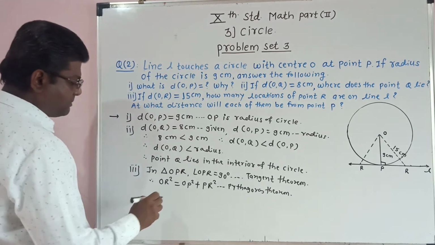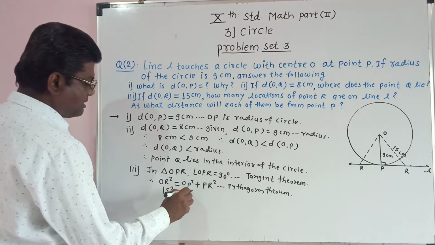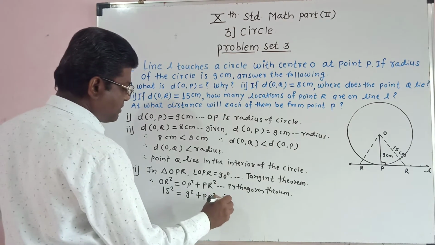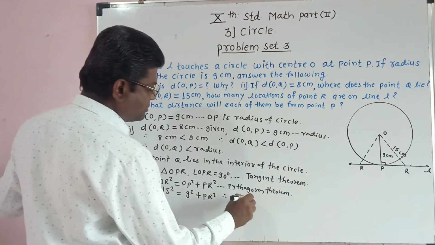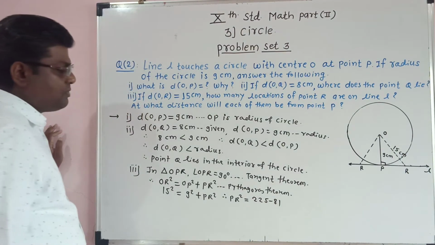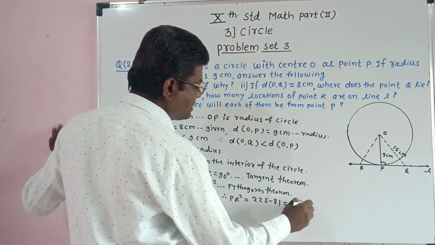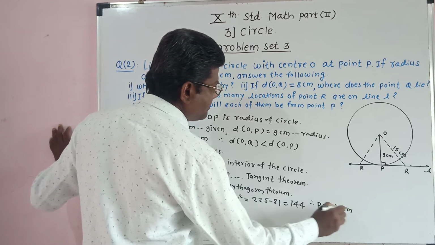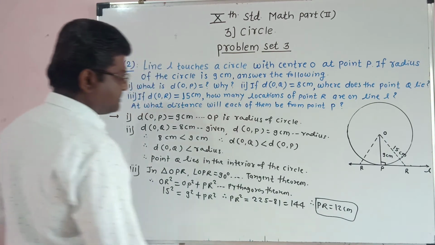Now OR is 15. 15 square is equal to OP is 9, 9 square plus PR square. Therefore PR square is equal to 15 square is 225 minus 9 square is 81. Therefore PR square is equal to 144. Therefore PR is equal to 12 centimeter.